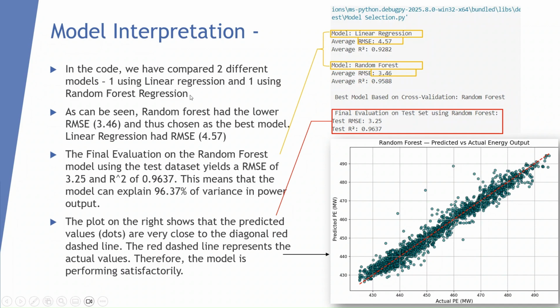Model interpretation, as we saw earlier, we have compared two different models, linear regression and random forest regression. And as we saw earlier, we have chosen random forest as the best model. And the final evaluation on random forest yielded a RMSE of 3.25 and R square of 0.9637. And the plot basically showed us that yes, the predicted data is quite close to the actual data as seen in the test data set.